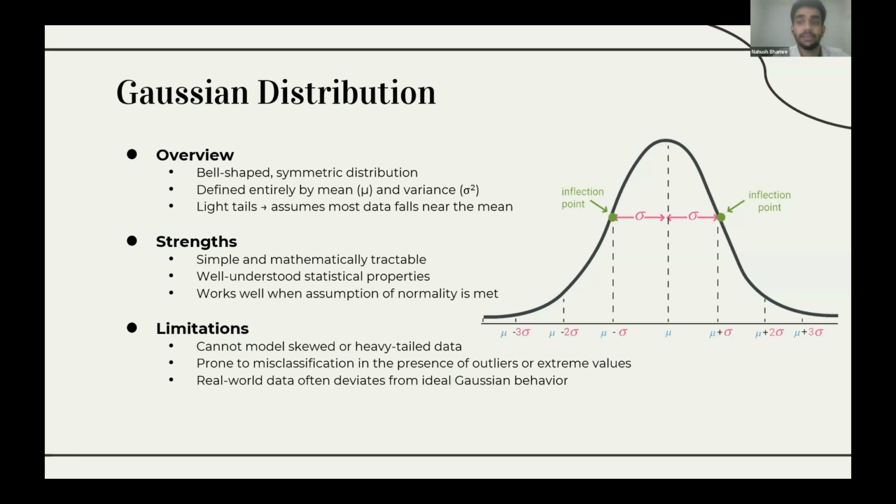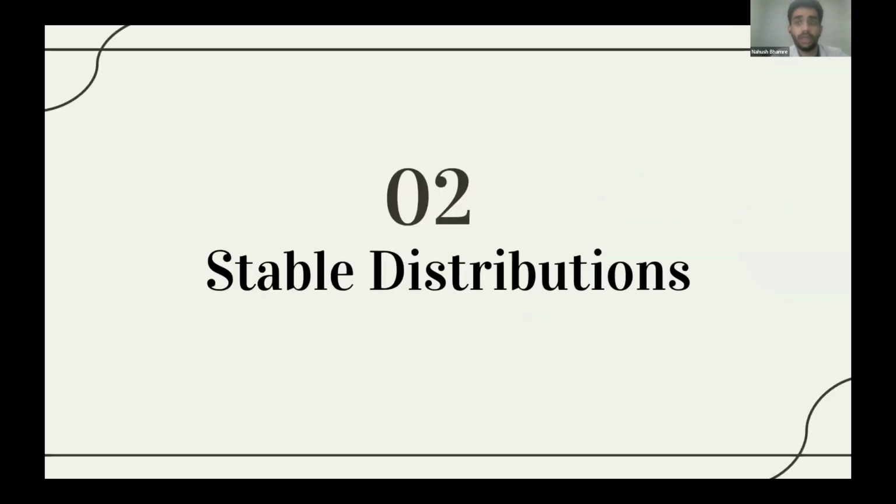However, this same simplicity becomes a limitation in the presence of real-world complexity. The Gaussian distribution cannot adequately capture skewed data, where the distribution leans to either the left or right side, or heavy tail data, where extreme values occur more frequently than we would normally predict. In such cases, relying on the Gaussian assumption can lead to significant errors in probability estimation. And this is one of the motivations for exploring more flexible distributions, such as the stable distribution, which can better model these deviations from normality.